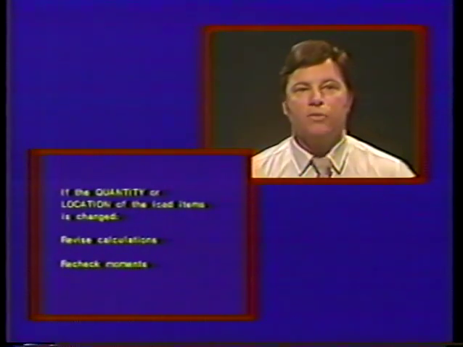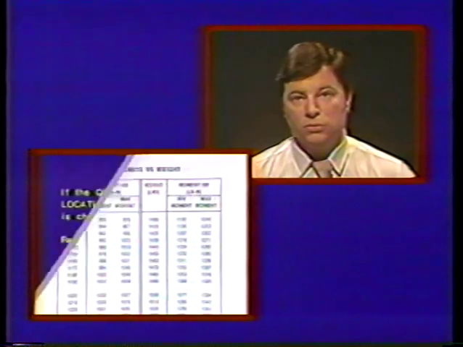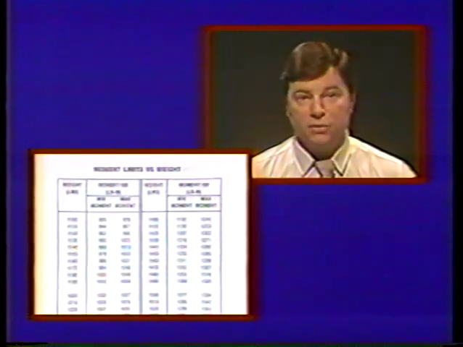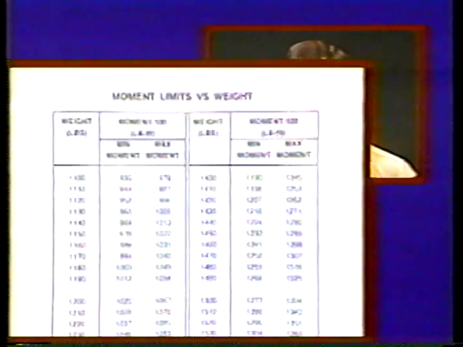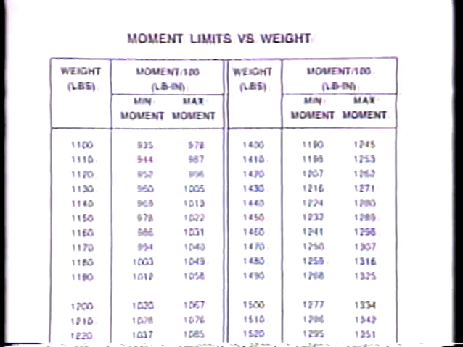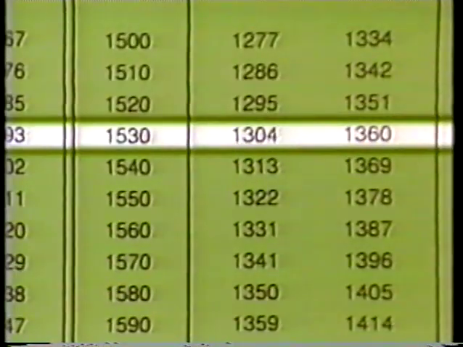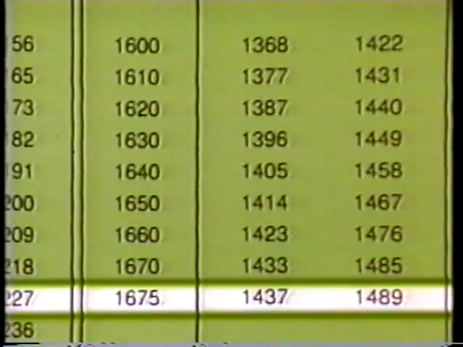To determine this, we now refer to the moment limit versus weight table. Or we can use a moment versus weight graph. Let's use the table first. Locate the zero fuel weight condition of 1,530 pounds. The moment index, which is 1,339, must be within 1,304 and 1,360. At the takeoff condition of 1,675 pounds, the moment index, which is 1,457, must fall between 1,437 and 1,489.